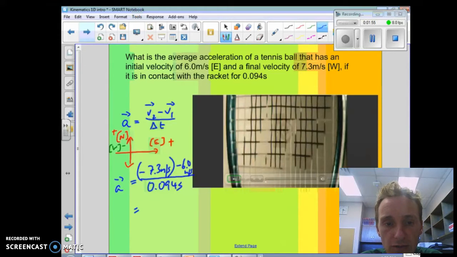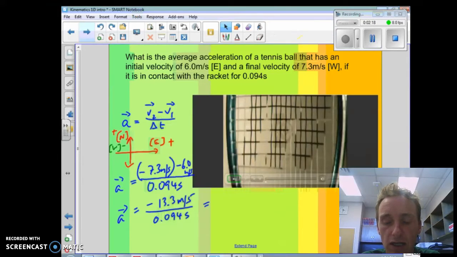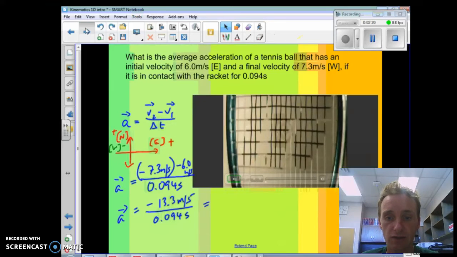So we're going to get a bigger value for that change in velocity, and that should make sense: 13.3 meters per second. We're saying that the acceleration was in the negative direction because it moved the ball in the westerly direction. And you would get quite a high value for acceleration. So this is introducing the component of direction because remember we are talking about vector quantities.